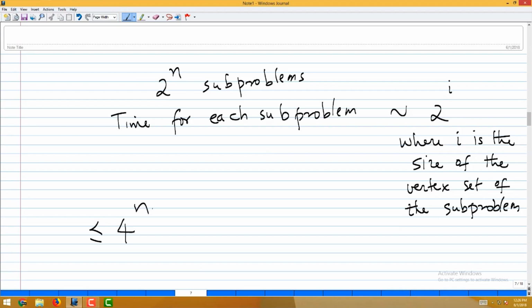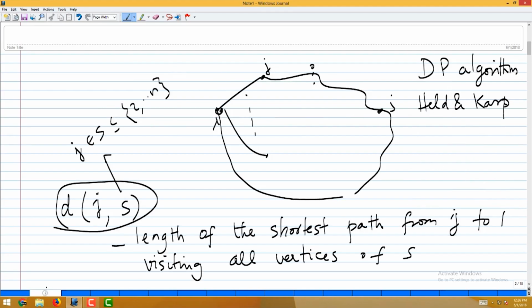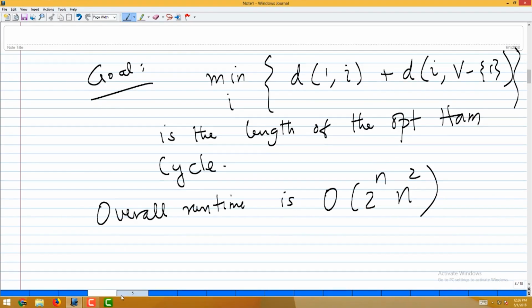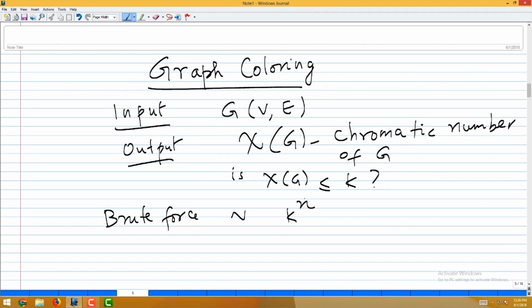This is still better than where we started off, at least for 5 coloring or 6 coloring, because we had k power n. If I ask you whether you can color the vertex set with 10 colors, the brute force will be 10 power n, but we managed to get to 4 power n. But a tighter analysis tells you it is actually not 4 power n, but 3 power n.